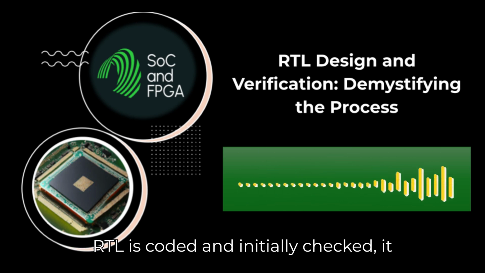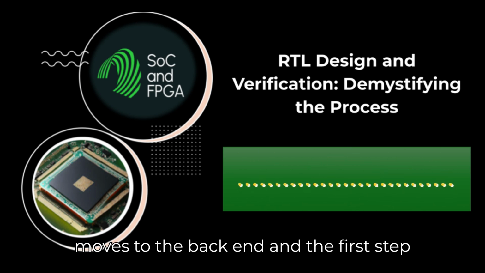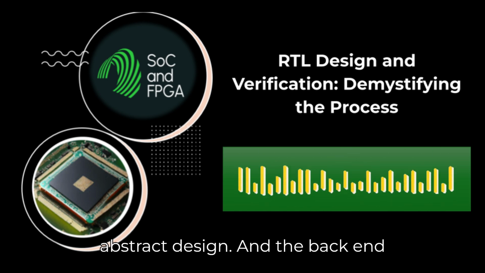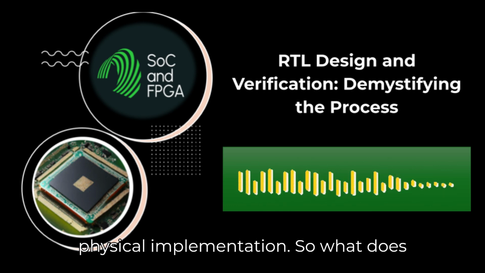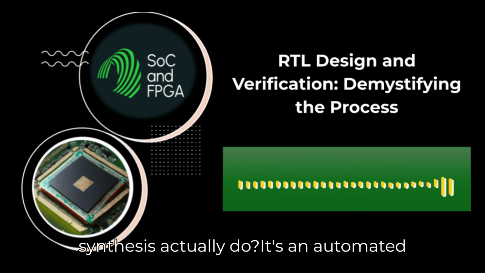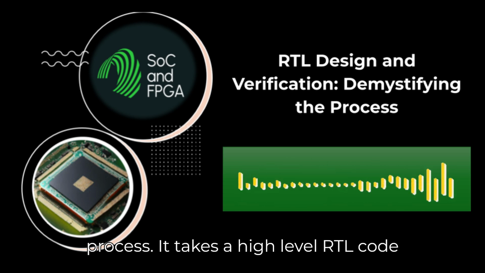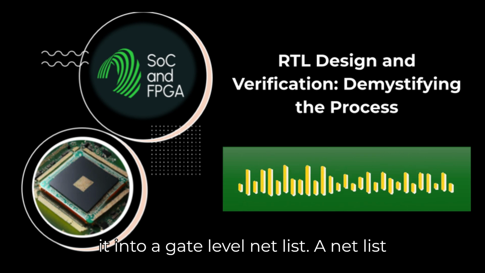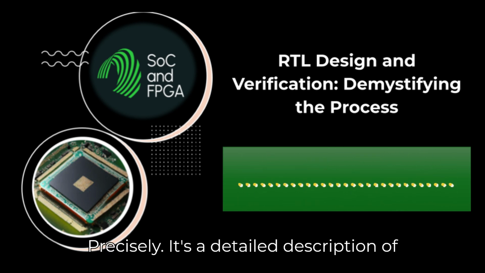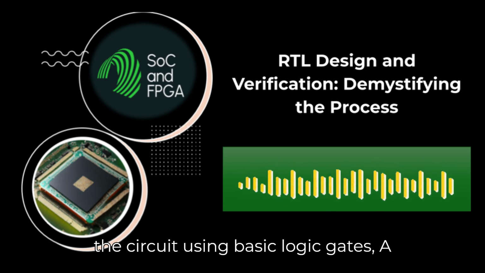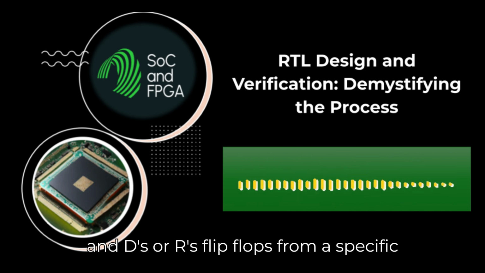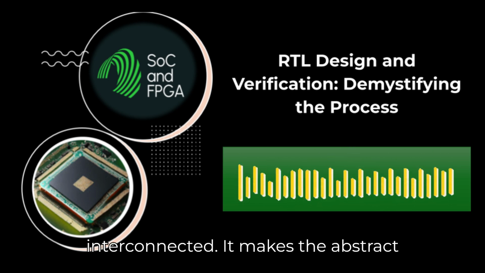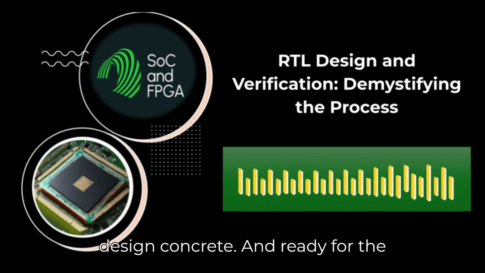So once the RTL is coded and initially checked, it moves to the back end. And the first step there is synthesis. Correct. Synthesis is the pivotal step, bringing together the front end, abstract design, and the back end, physical implementation. So what does synthesis actually do? It's an automated process. It takes the high-level RTL code written in Verilog or VHDL and translates it into a gate-level netlist. A netlist, like a list of actual logic gates. Precisely. It's a detailed description of the circuit using basic logic gates, ANDs, ORs, flip-flops from a specific technology library, and how they're all interconnected. It makes the abstract design concrete and ready for the physical layout stage.